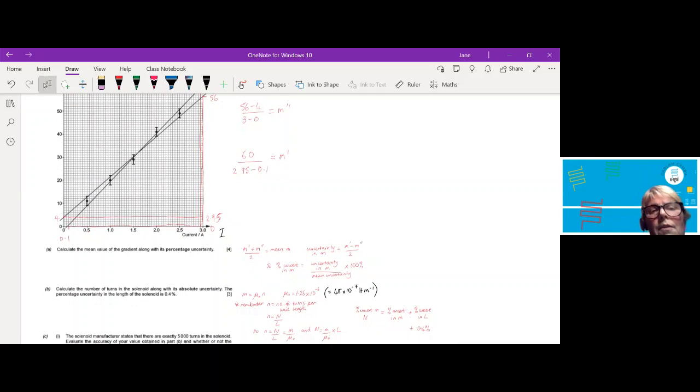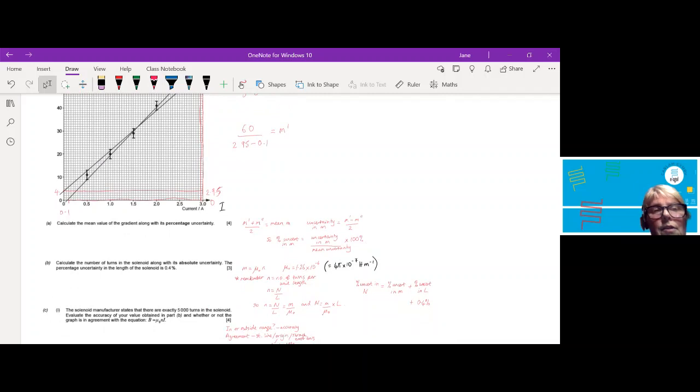To work out the mean value of the gradient, add them up and divide by 2 to get the mean gradient. To get the percentage uncertainty, find what the difference is, i.e. m dash minus m dash dash, the steepest minus the shallowest, and then divide it by 2, because you've got to come up with a plus or minus figure. Then you can divide that by the mean gradient and times by 100% to get the percentage uncertainty. Leave your answer to 1 or 2 significant figures.